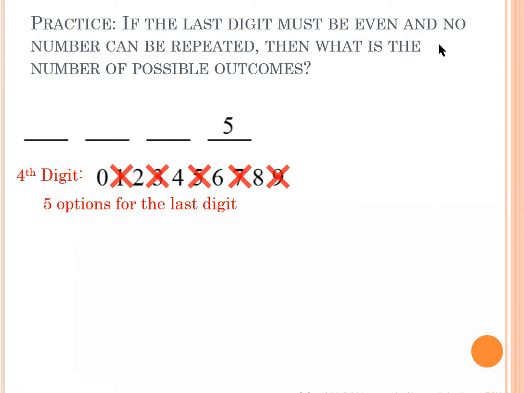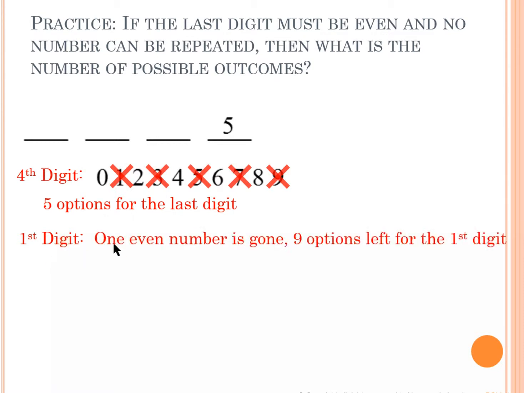All right, and then it says no number can be repeated. Then what is the number of possible outcomes? Okay, let's take a look at this. Now for the first digit, one even number is gone. For the last digit we've used an even number already. This even number could have been a 0, 2, 4, 6, or an 8. The point is we've used one even number already.